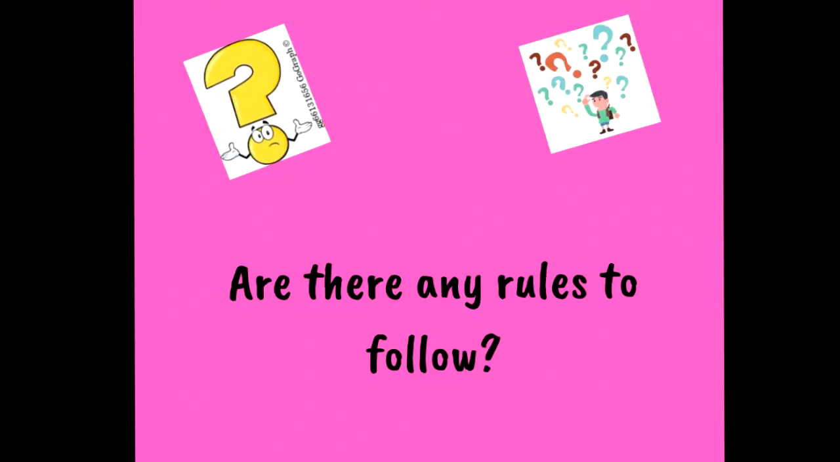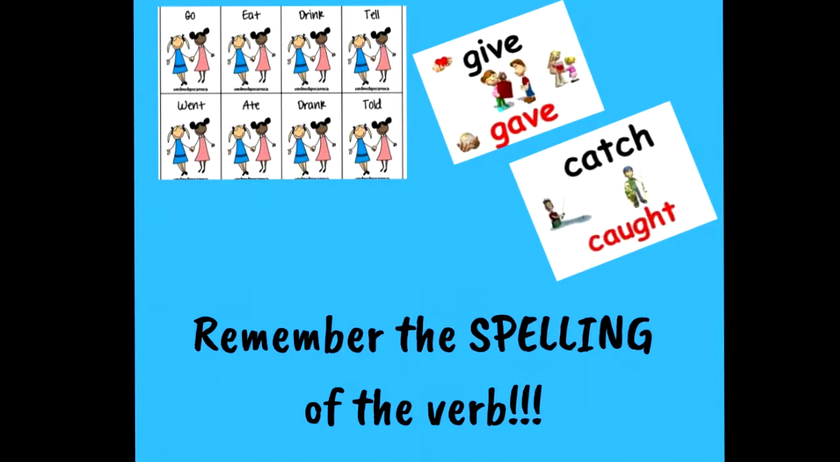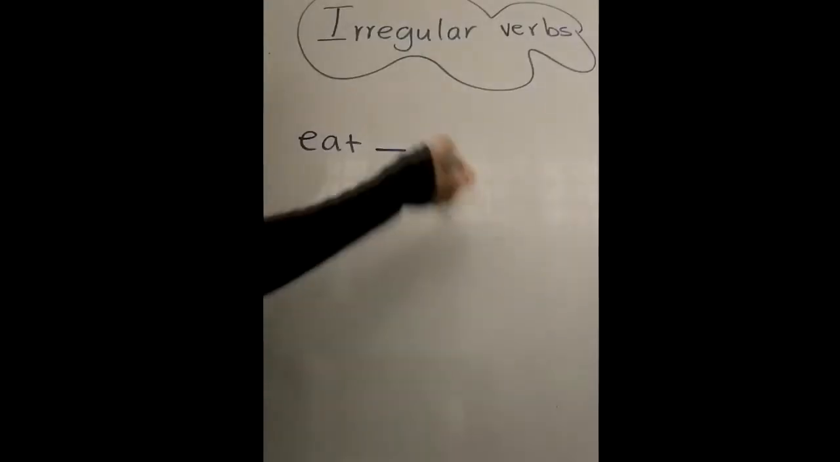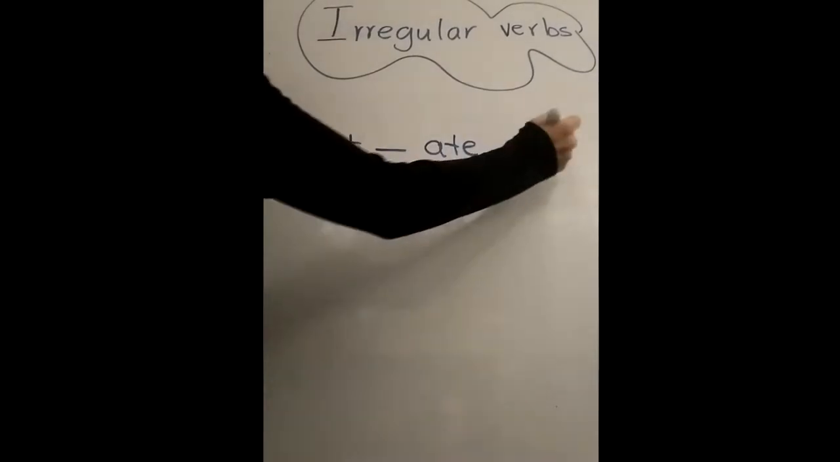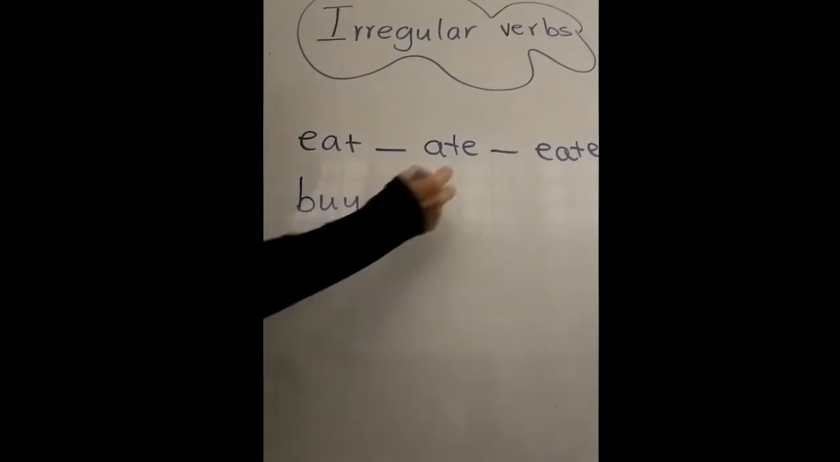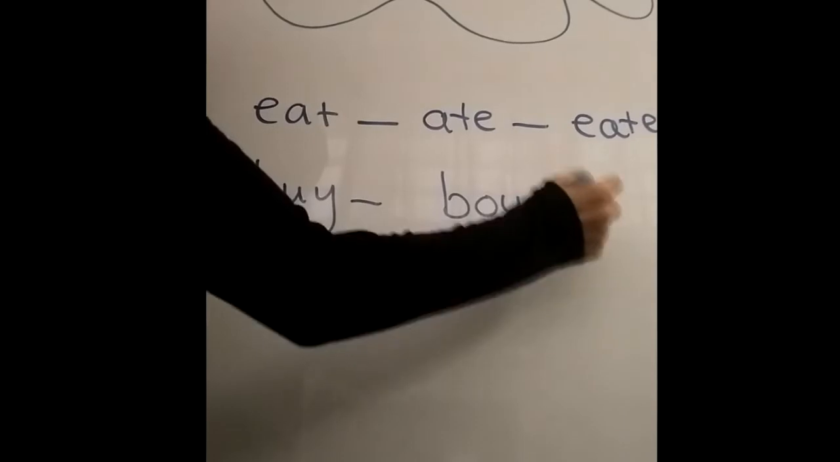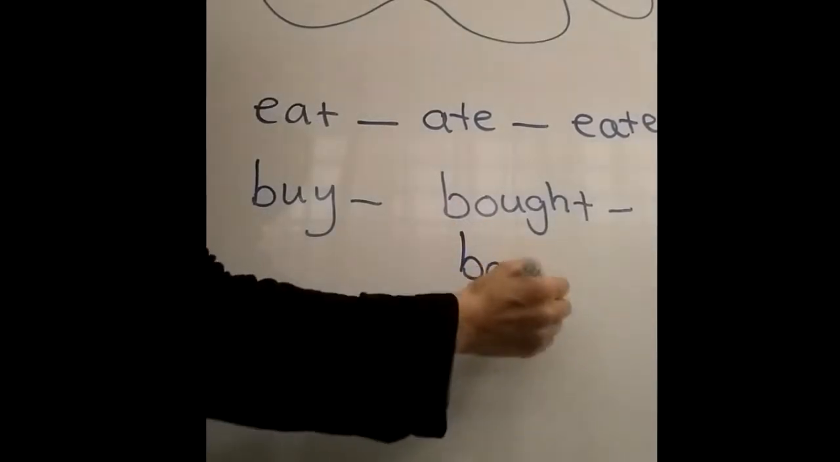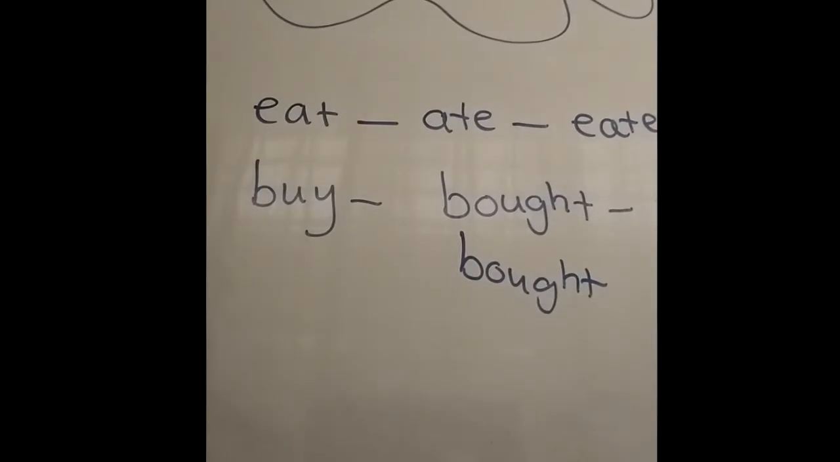These verbs don't have any specific rule to follow. So what you need to do is just remember them. You need to remember the spelling. For example, if we have eat, eat here is the base form, and then it will be ate, and then eaten. Buy will be bought, and then also bought. And the same thing with other verbs. So basically, this is the whole thing of irregular verbs.